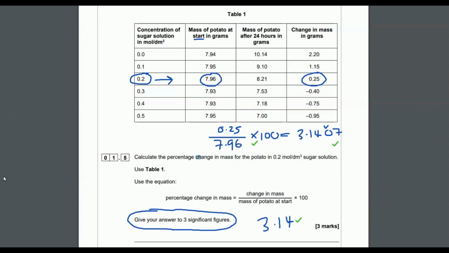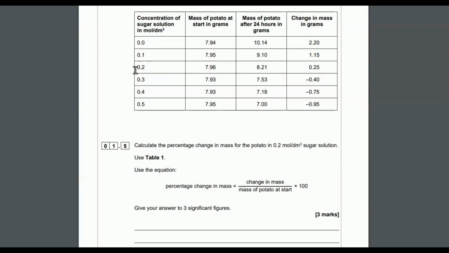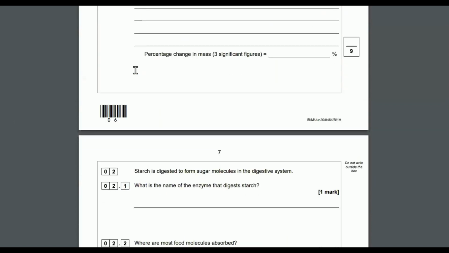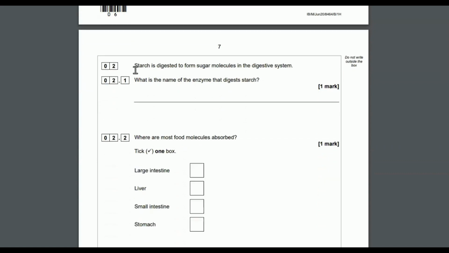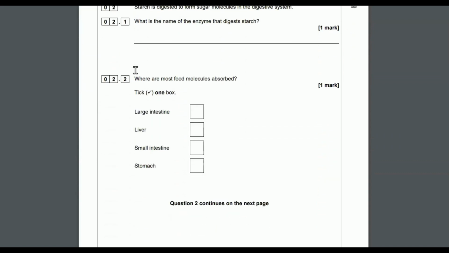I have a cold today, so if I sound a bit dreary, it's because I've got a cold. How many marks did you get out of 9? All right, don't forget, grab a piece of paper, grab a biro, pause the video at the start of this question, have a go at these, and then unpause and watch me go through.